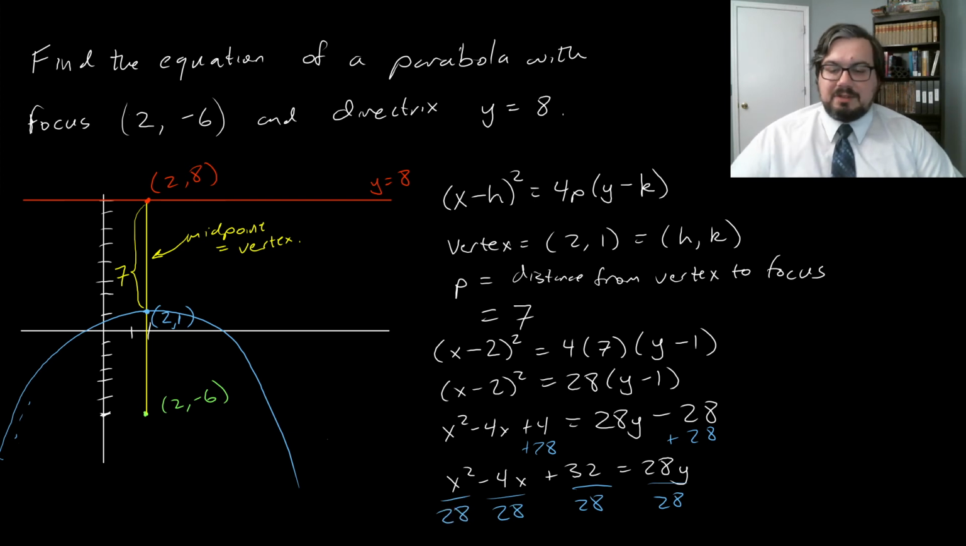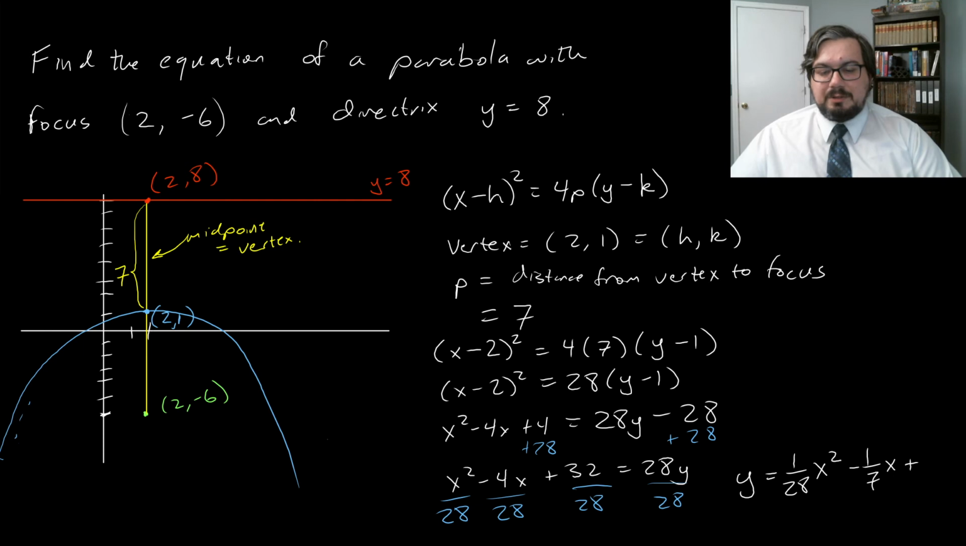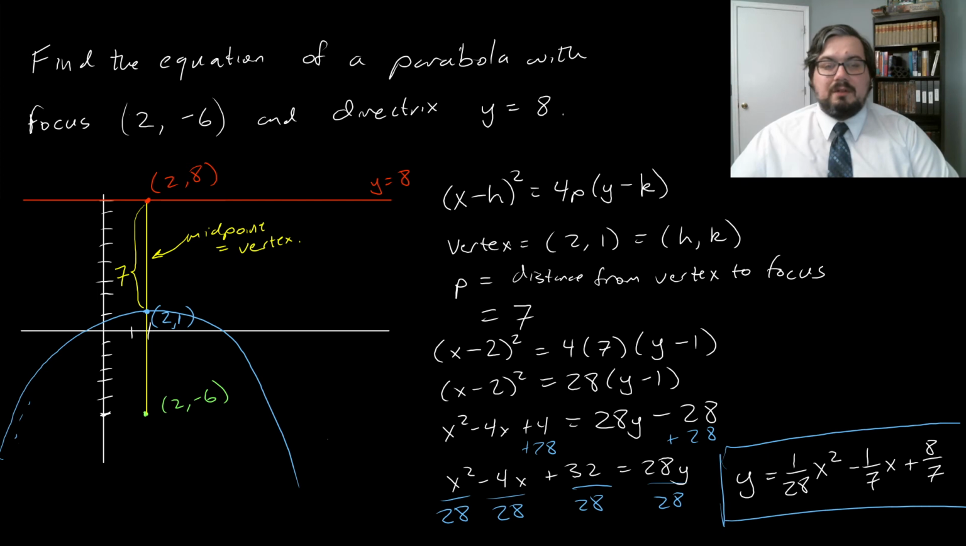Now if we divide everything by 28 and rearrange things so that y is on the left, we get the equation y equals 1/28 x squared minus 1/7 x plus, we can reduce those by 4, so we get 8/7. So that is, in standard form, the equation of the parabola with a focus at (2, -6) and directrix at y equals 8.